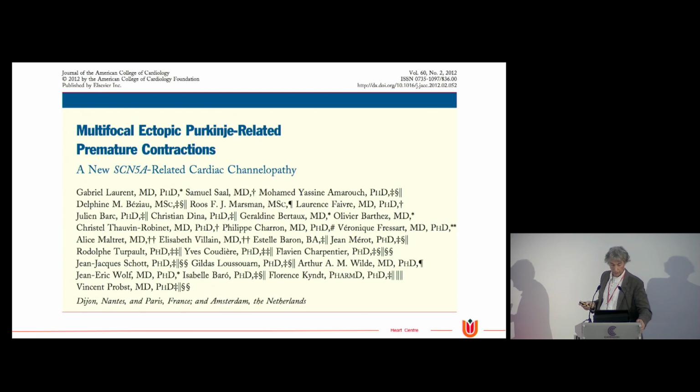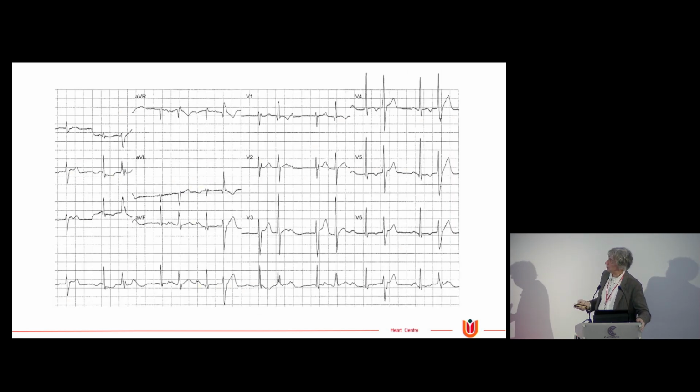So this is an interesting phenotype, the multifocal ectopic Purkinje-related premature contraction, MEPPC. And the typical EKG is this one. These individuals come with this type of EKG. They are quite often asymptomatic. And what you see here is a normal complex, but there are as many ectopic beats as there are normal beats, and that's very usual, and during the whole Holter recording very often.